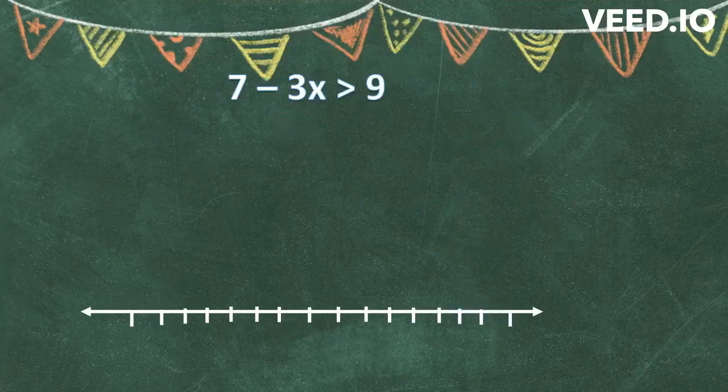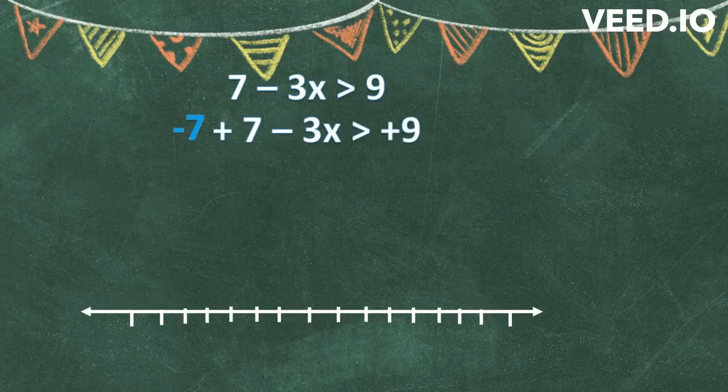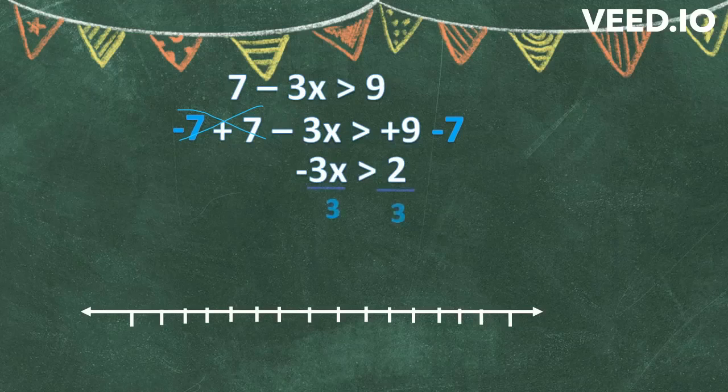We have one more inequality here. 7 minus 3x is greater than 9. So let's add minus 7 on both sides. So they cancel out. We are left with minus 3x is greater than 2. Let's divide the whole equation by 3. 3 and 3 cancel out. We are left with minus x is greater than 0.67, but we need x.